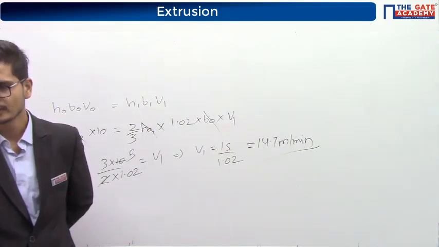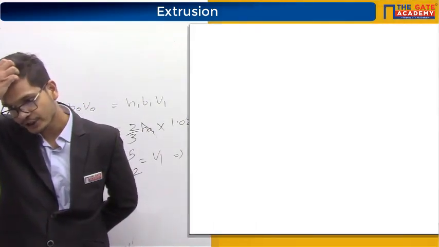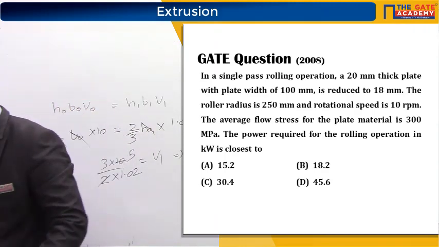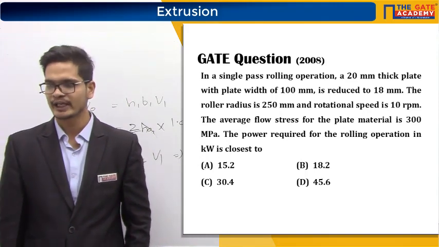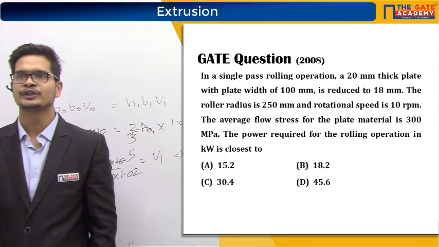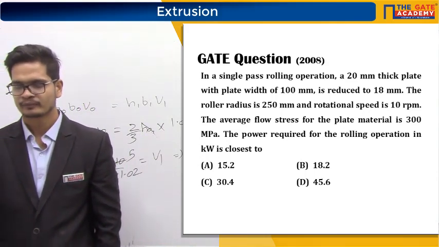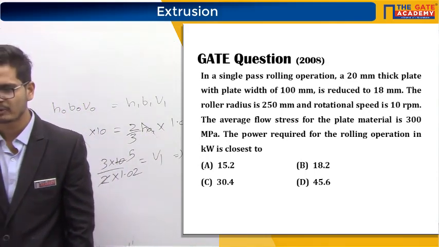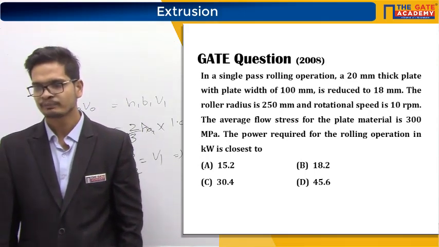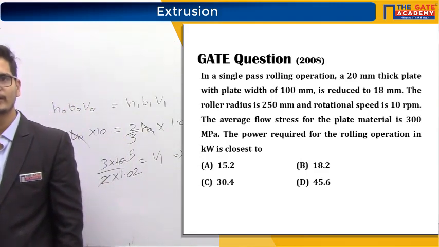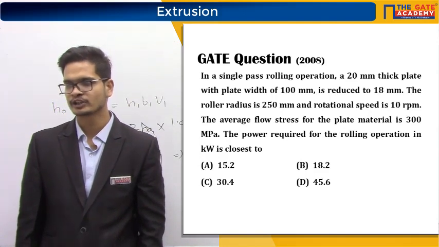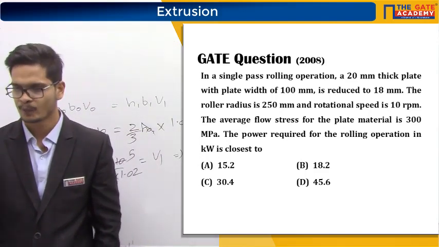This is a GATE 2008 question. Please tell me the answer for this question. In a single pass rolling operation, a 20 mm thick plate with plate width of 100 mm is reduced to 18 mm. The roller radius is 250 mm and rotational speed is 10 rpm. The average flow stress for plate material is 300 megapascal. The power required for rolling operation in kilowatt is closest to?